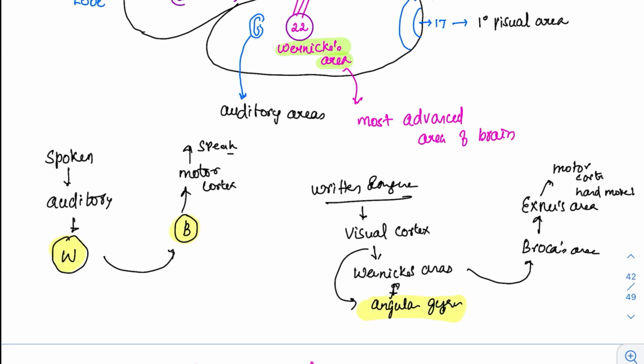Here there is an addition of angular gyrus as well as the Exner's area. So for written language, we need both the angular gyrus and the Exner's area. So this is the difference between these two.